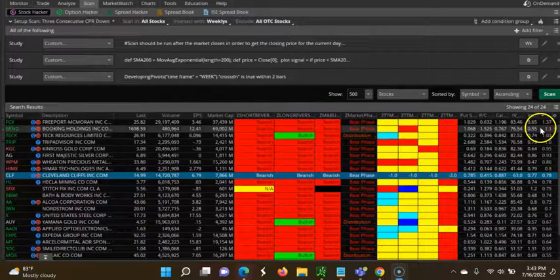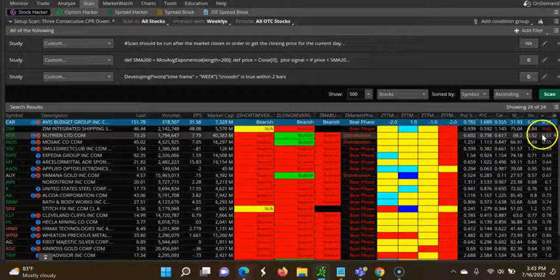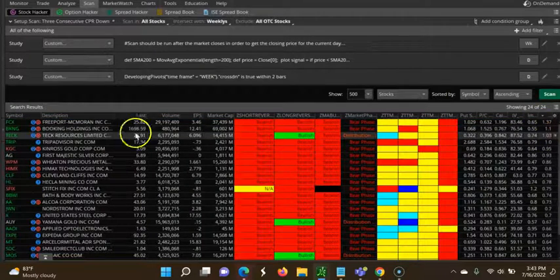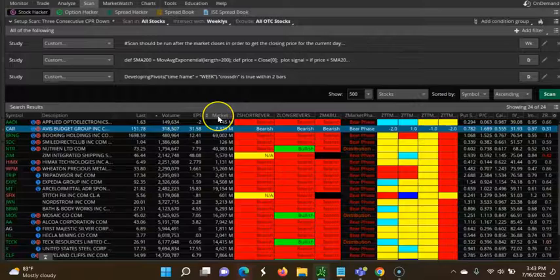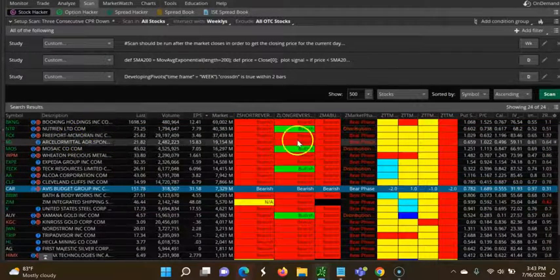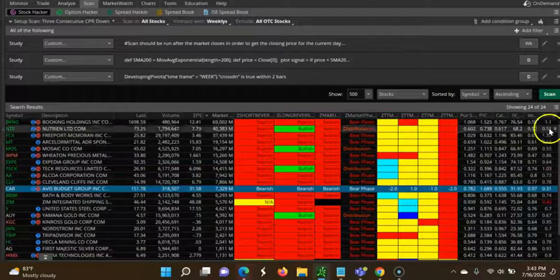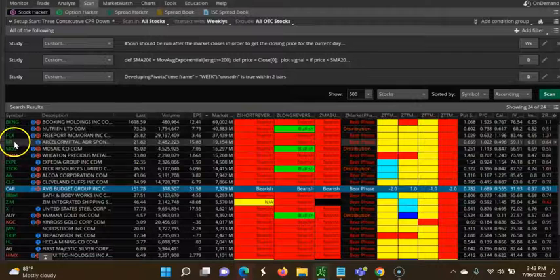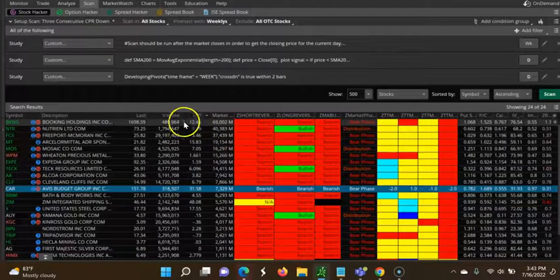I'm sorting by relative volume, because I just want to make sure the volume is more than regular. You can also sort by volume or market cap. Let's say market cap. Let's start by market cap. So the first one is BKNG.